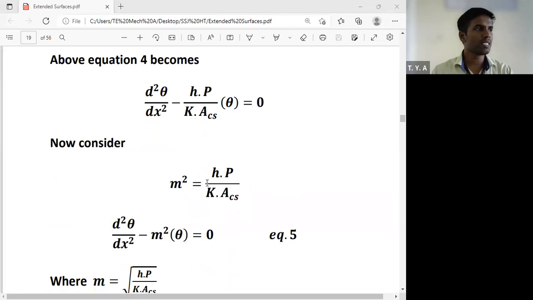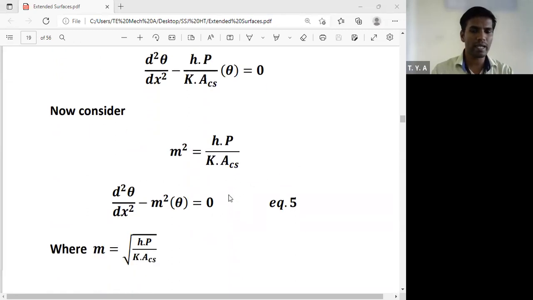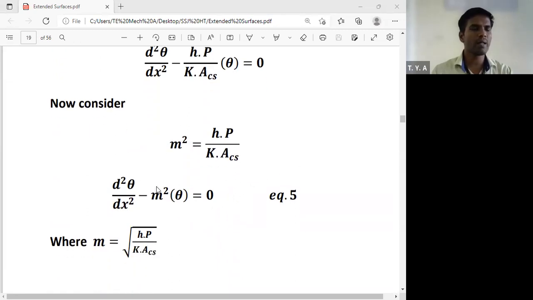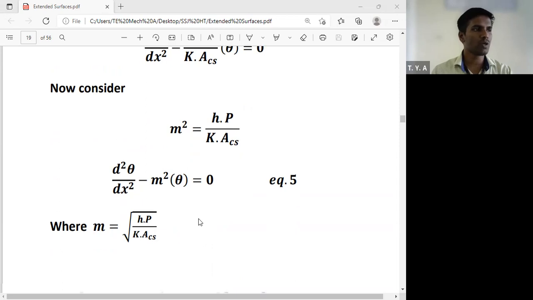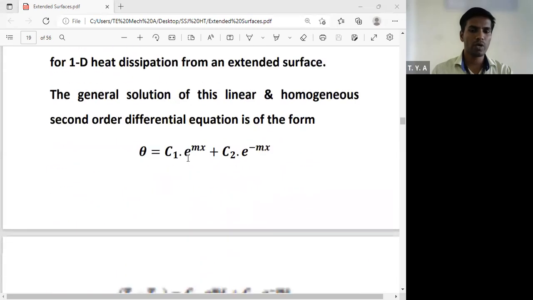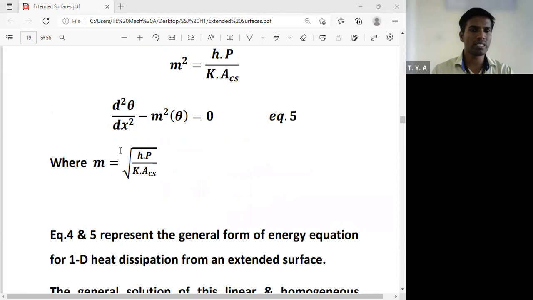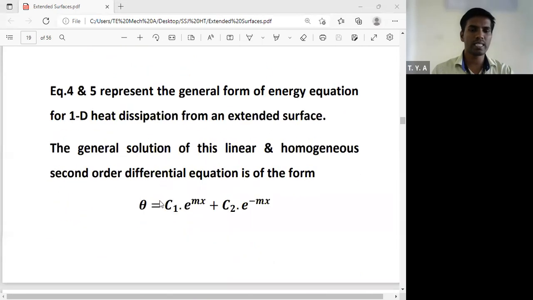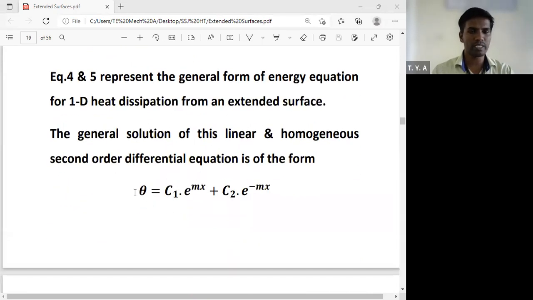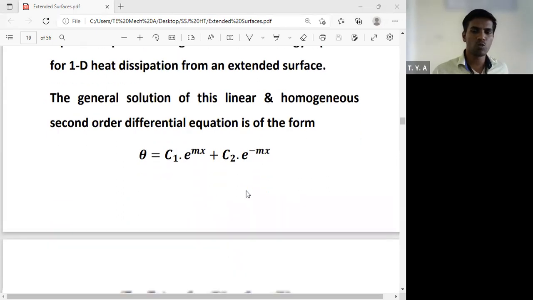So we have considered that m square is equal to hP upon kA. Therefore we have written the equation as d square theta upon dx square minus m square theta is equal to 0. So from this equation, what is the value of m? Square root of hP upon kA. Okay. So what is the solution for this equation 5? There is a standard solution for this equation, that is theta is equal to C1 e raised to mx plus C2 e raised to minus mx.